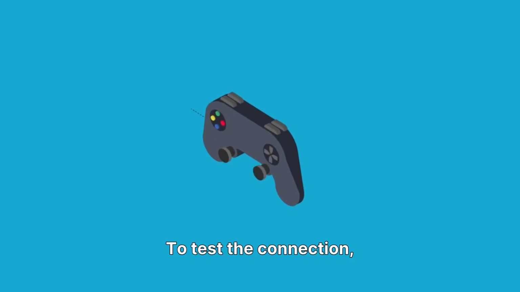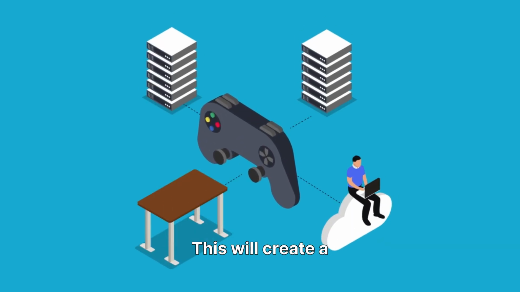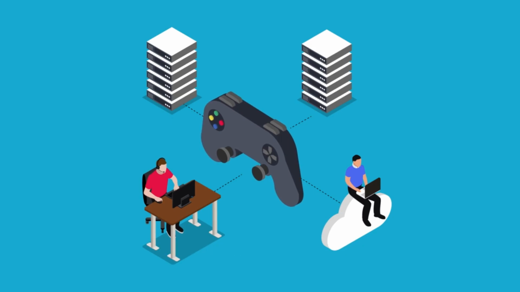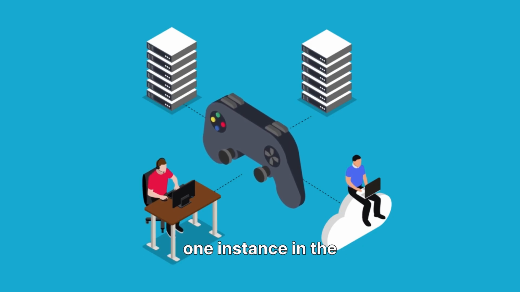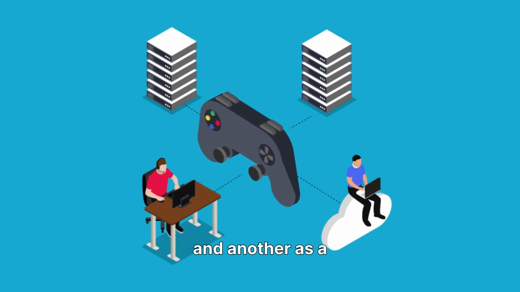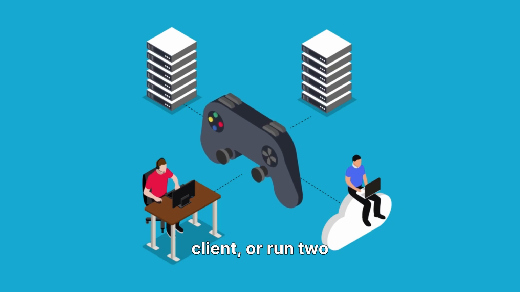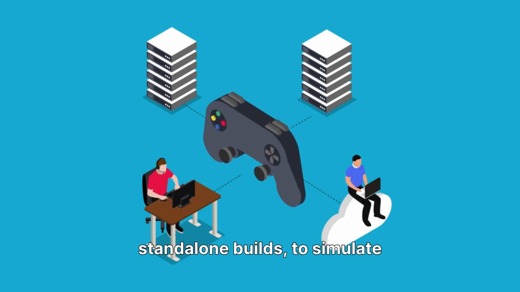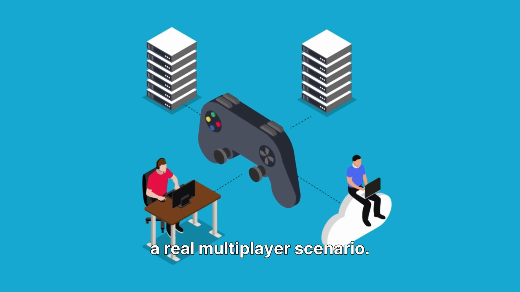To test the connection, build your project. This will create a standalone executable of your game. You can then run one instance in the editor as a host and another as a standalone build as a client, or run 2 standalone builds to simulate a real multiplayer scenario.